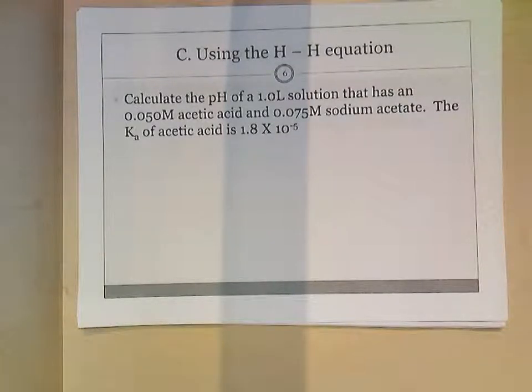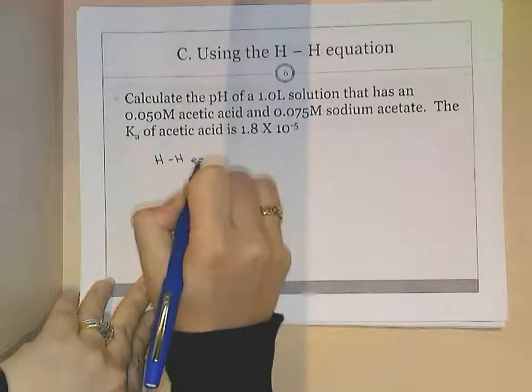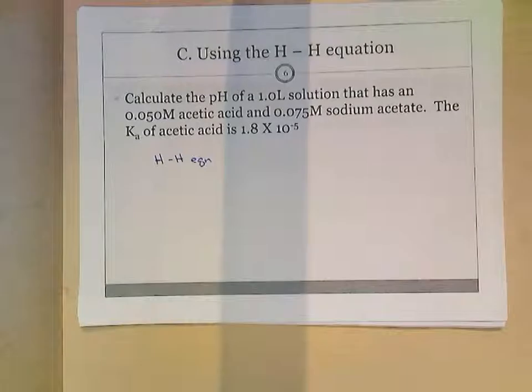All right, so let's continue using our Henderson-Hasselbalch equation, putting it into practice, and then we'll do some other examples. Let's calculate the pH of a 1 liter solution that contains 0.05 molar acetic acid and 0.075 molar sodium acetate. The Ka of acetic acid is 1.8 times 10 to the negative fifth. So, as a reminder, our Henderson-Hasselbalch equation is this one.